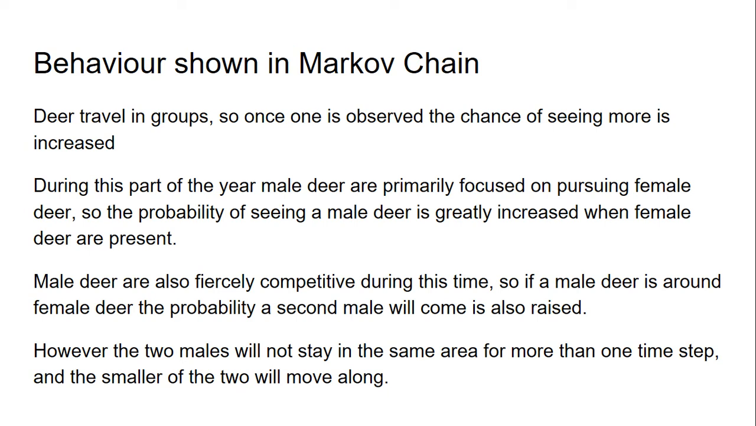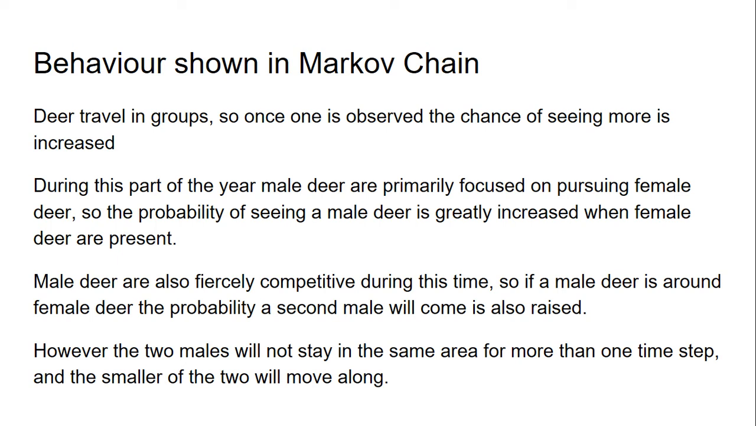Our data and calculations show some interesting deer behaviors that are also what we would expect to see in the natural world. We believe this shows that our model is a good representation of wild deer behavior. For example, it can be seen that deer travel in groups because once one is observed, the chance of seeing more is increased. During this part of the year, male deer are primarily focused on pursuing female deer, so the probability of seeing a male deer is increased when a female deer is present.